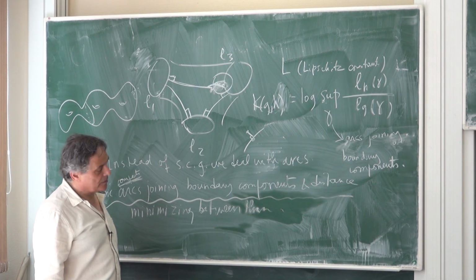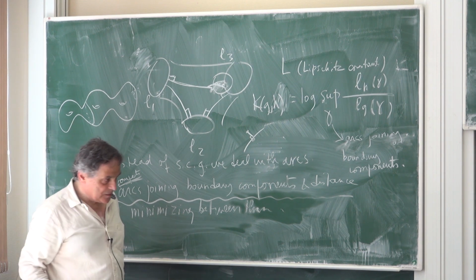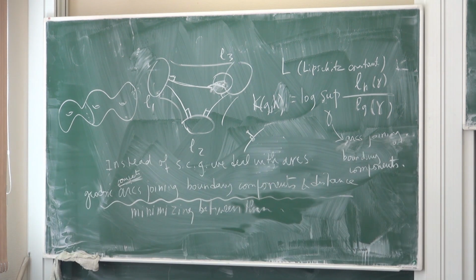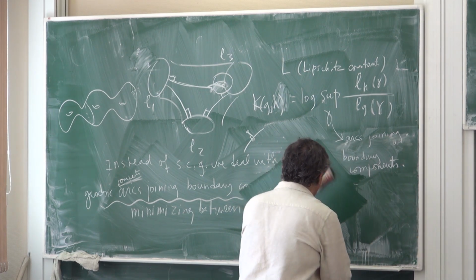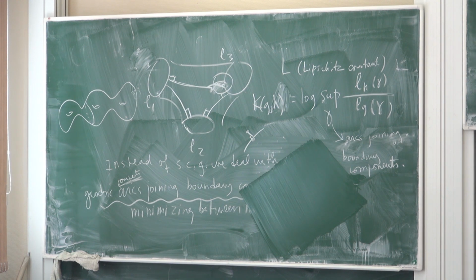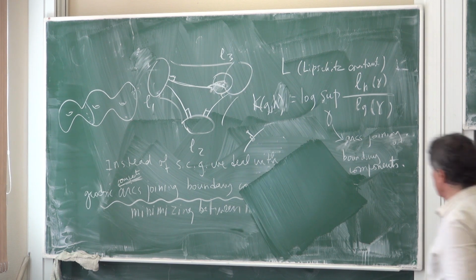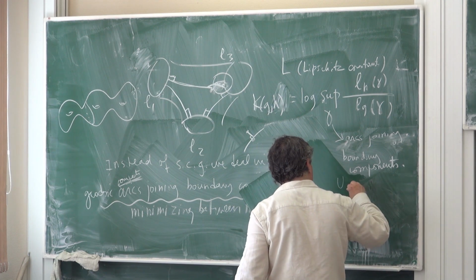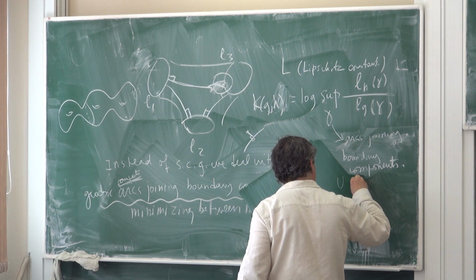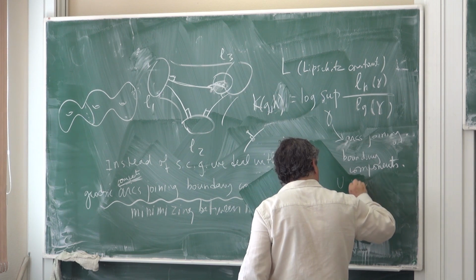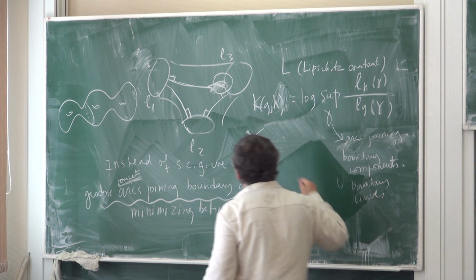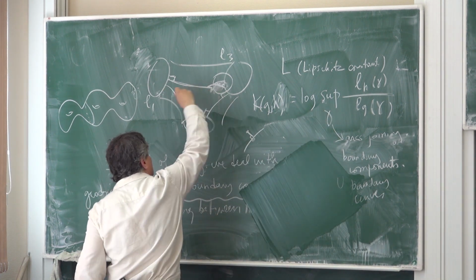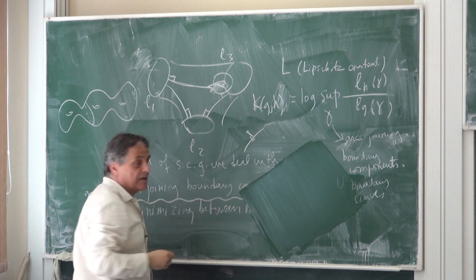Arcs joining boundary components. So there are several versions here, but it turns out that all of them give you the same thing. You could add to these arcs the union of the boundary curves. So you allow gamma to be either a geodesic arc joining two boundary curves or a boundary curve itself.